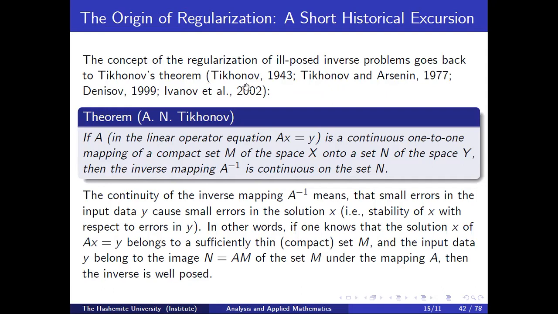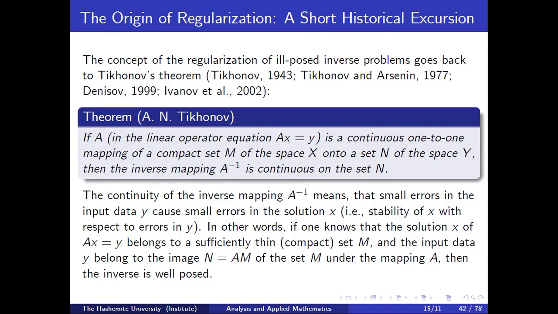Tikhonov mentioned the theorem in 1943. The theorem is, if we have a linear operator A from X to Y, and here the domain of A is a compact set M, and N is the range of M, which is a subspace, and then the inverse mapping, A inverse, is continuous on the set N. So here, all we need is to know that the solution should belong to a compact set, and the output should belong to AM, which is a subset of Y. So when we take measurement, in this case, A inverse is continuous.